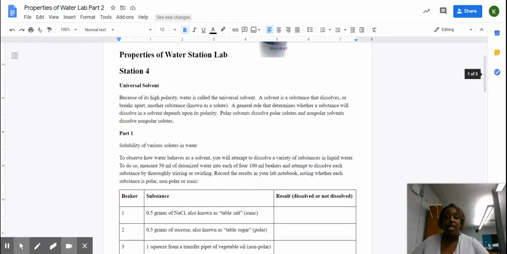So the first substance that we're going to dissolve is 0.5 grams of NaCl, which is just table salt. Notice that I have ionic in the parentheses. That means that salt is an ionic compound. So dig back into your chemistry knowledge to remember what that means. I have my salt here. I've actually already pre-measured it. Here's my salt.